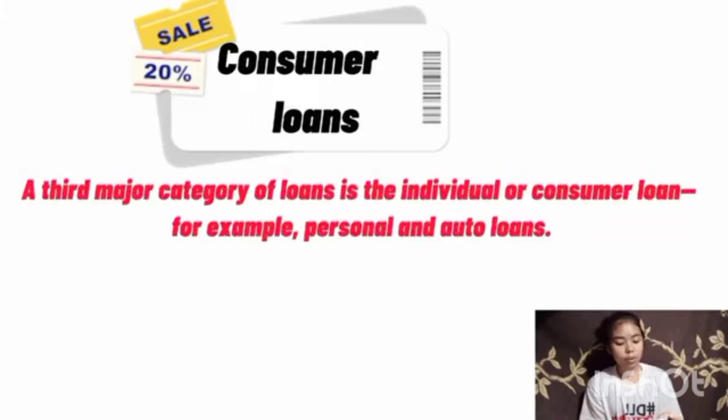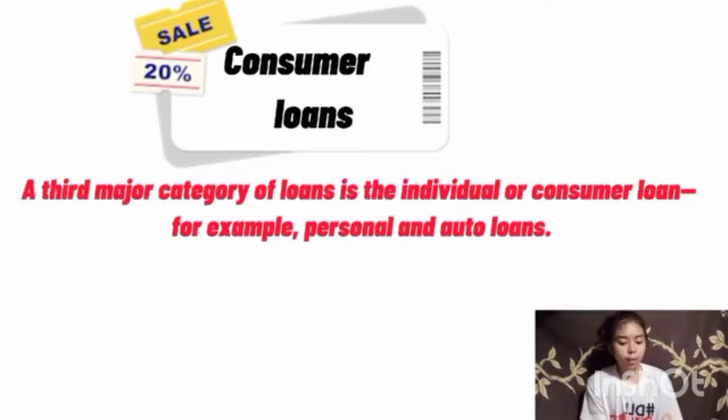Next is the consumer loans. Consumer loans, a third major category of loans, is the individual or consumer loan. For example, personal and auto loans, commercial banks, financial companies, retailers, savings banks, and gas companies also provide consumer loan financing through credit cards such as Visa, MasterCard, and proprietary credit cards issued by companies such as Sears and AT&T.